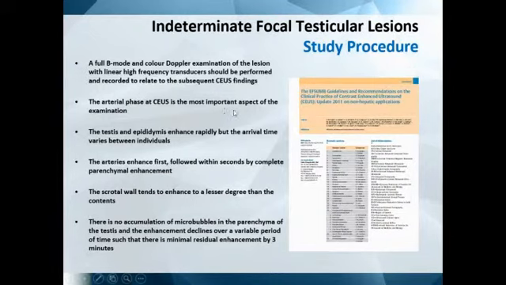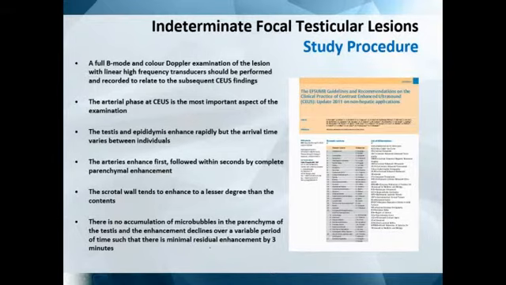The arterial phase is the most important aspect, because you're looking at the vascularity throughout the testes. The testes and the epididymis enhance rapidly, but the arrival time is very variable between individuals, and in the older patient it takes longer. Arteries first, then later complete parenchymal enhancement. The scrotal wall tends to enhance to a lesser degree than the contents, and there is no accumulation of microbubbles in the parenchyma, and by 3 minutes it's all gone.